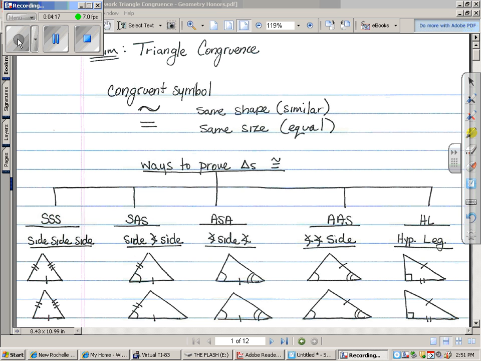So the first thing that we're going to talk about is the idea of congruence. I kind of showed you the symbol before. Remember I told you we were going to come back to it? Now we're coming back. This symbol right over here is the congruent symbol. It's a combination of equal and a tilde.